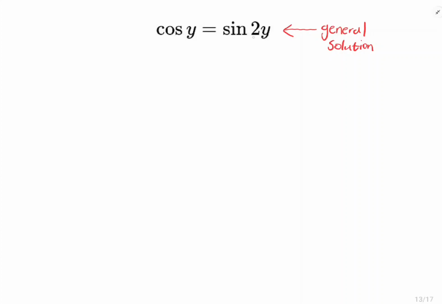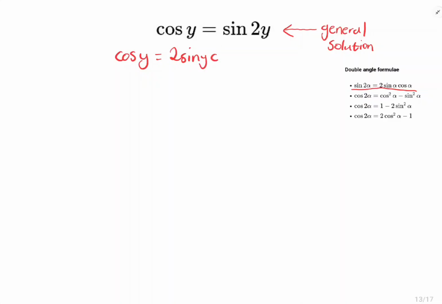But when we look at cos and sine, we can see that sine is a double angle because it's sine 2y, whereas cos is just a single angle, so there's not much that we can do there. So let us focus on the sine 2y since it's a double angle. We know that we can change it. We have our double angle formulas. But we know that with sine 2 angle, we only have one form. So we can go ahead and change this into this form. So we're going to get cos y is equal to 2 sine y cos y, right?